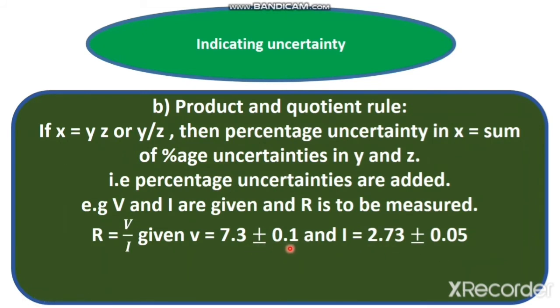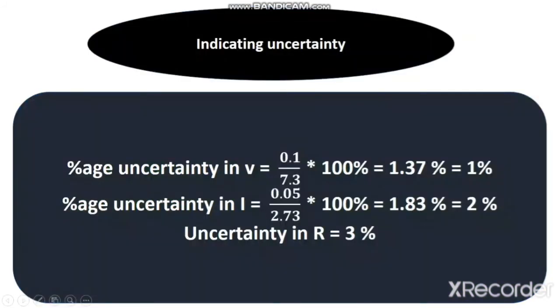So the absolute uncertainty in voltage is 0.1 and in current is 0.05. Now we will calculate the percentage uncertainty in voltage and current. The percentage uncertainty will be calculated as the least count divided by measured value multiplied by 100%. So percentage uncertainty in voltage is 0.1 divided by 7.3, multiplied by 100%, it is 1.37, and it is rounded up to 1%.